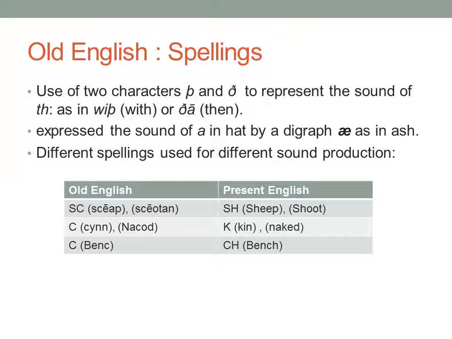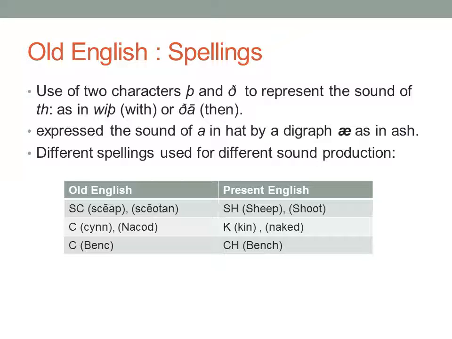The third important aspect was different spellings used for different sound production. You can see here, SC was like sh, which we see in the present English. It is replaced by sh. C, as I discussed in the previous slide also, represented k, as in keen and naked.